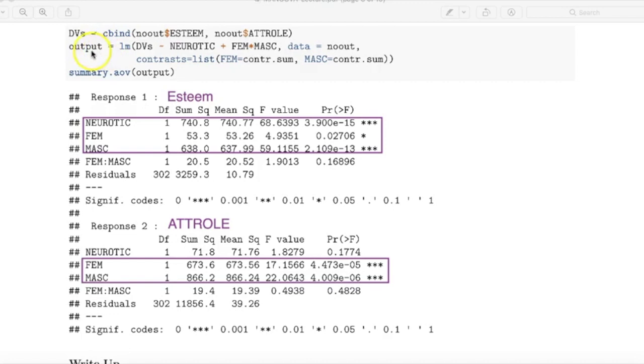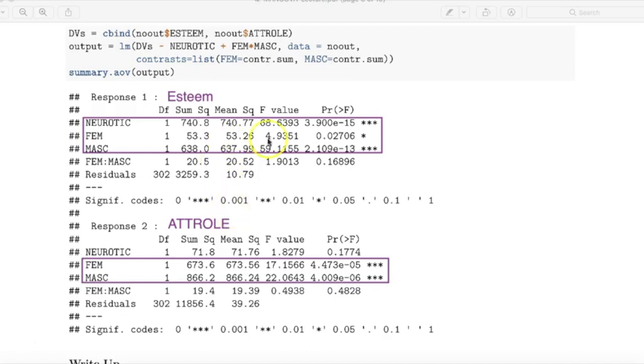Then to actually open up what gets stored into output, I use this function summary AOB. And then I get all this piece of code that has little hashtags over here. But you're just going to see response 1 and response 2, and then you're going to be like, okay, which one is which? Remember, they go in the order that you created them here in the dv variable. So this one is going to be esteem. This one is going to be attitudes towards women's role. I keep saying that, I'm just going to say attitudes from now on.